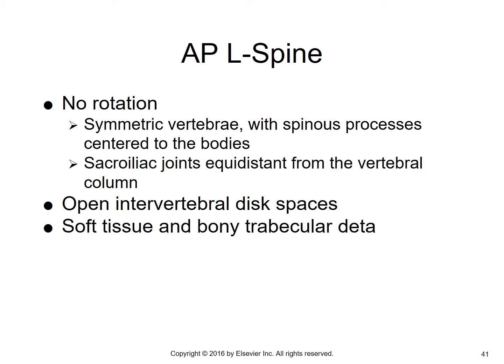There shouldn't be any rotation since it is an AP. You're going to have symmetric vertebrae. The spinous processes will be centered to the bodies. So basically what it looks like in an AP is you see the vertebrae, and then it's almost like you see these little teardrop structures coming down, and those teardrop structures are the spinous processes. They should be centered to the bodies.